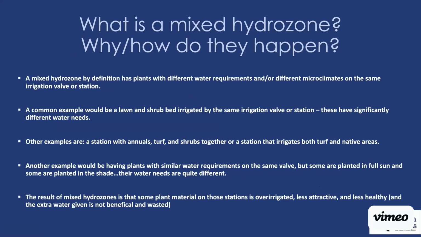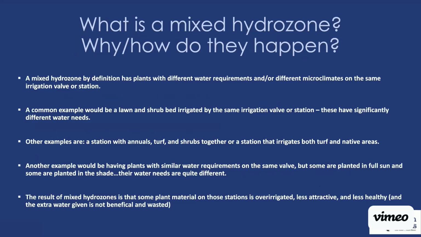So what is a mixed hydrozone, and how and why do they happen? A mixed hydrozone, by definition, has plants with different water requirements and/or different water needs or microclimates on the same zone or station.